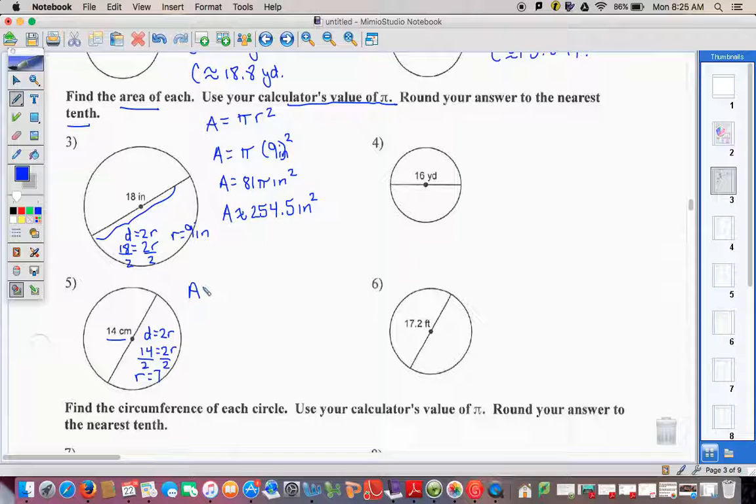Okay, so when we start with our formula, area is equal to pi r squared, and we substitute a 7 in for the radius, we have area is equal to pi times 7 centimeters squared. 7 squared is 49, so we have the area is equal to 49 pi centimeters squared. And now I would use my calculator and determine that the area is approximately 153.9 square centimeters. So I'd like you to do 4 and 6.